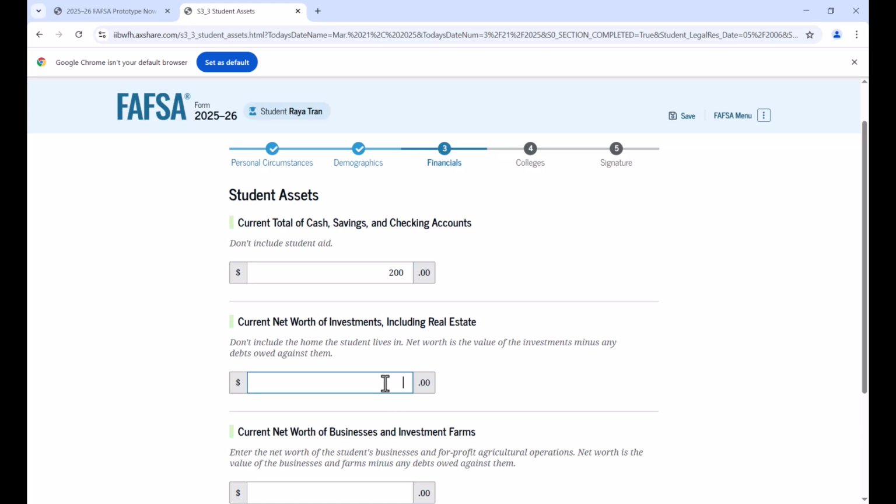It is then asking what the current net worth of investments, including real estate, is. So this includes things like stocks, bonds, CDs, college savings plans, anything of that nature. Just note there will be a question mark or a little i there for more information on the real FAFSA form. Again, this is a prototype, so there's limited functionality. But it will be there to give you more detail of what you should include here. For this demonstration purpose, we're going to put 0.